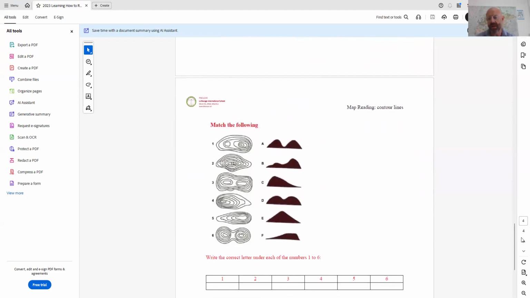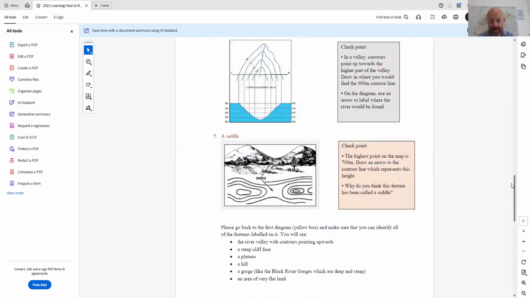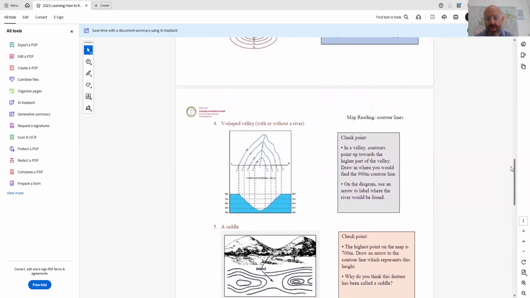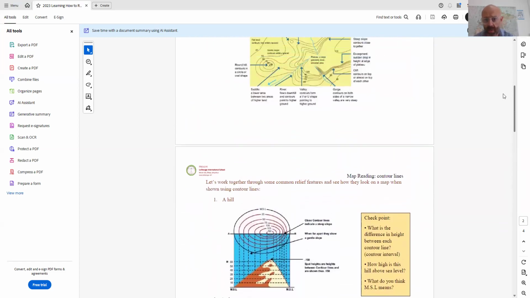I mean, we've done this in class before. You can look at these shapes and you can mix and match which belongs to which, okay? For example, this one goes up to a peak there, so it's probably likely to be F. Clearly, this one here, 6, is going to be A. Contour lines give us more than height. They allow us to identify features. From your point of view, we are looking at saddles, V-shaped valleys, volcanic depressions, plateaus, and hills, okay?